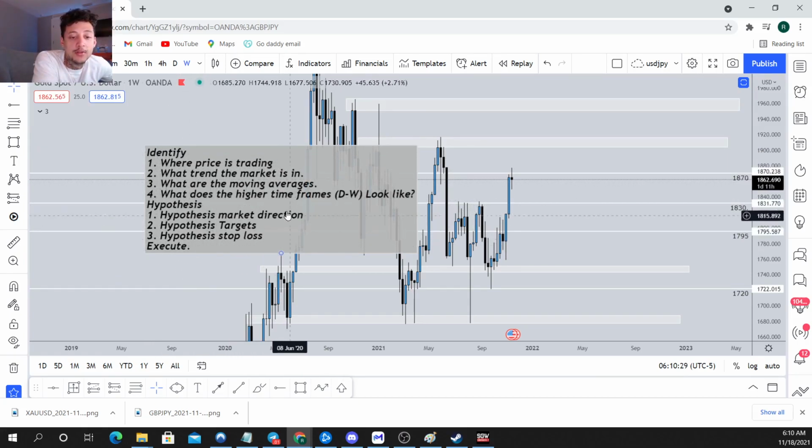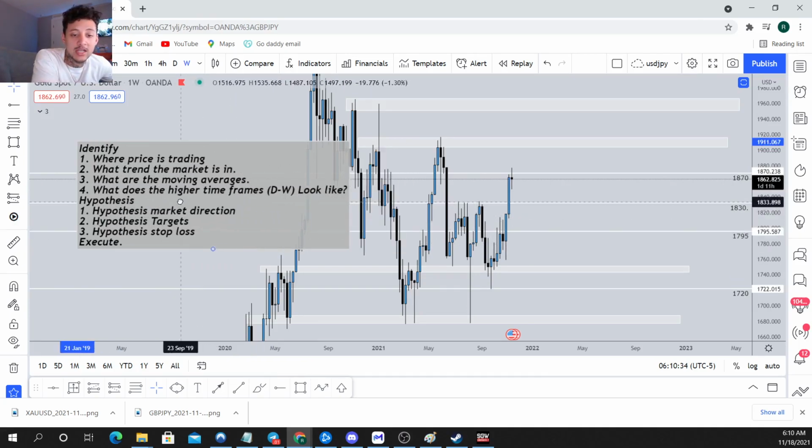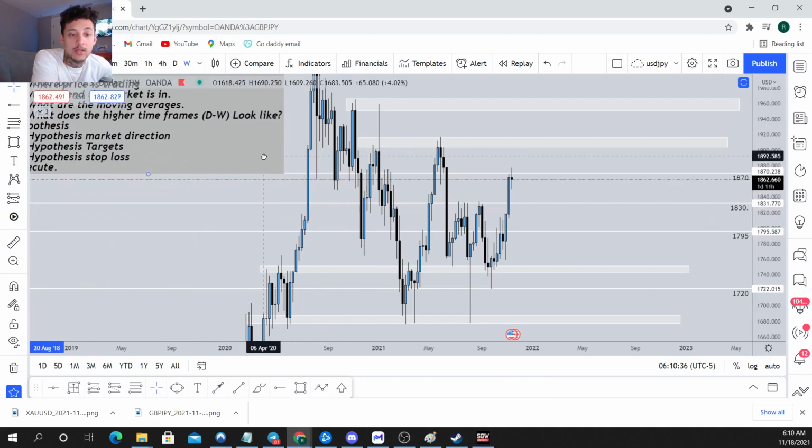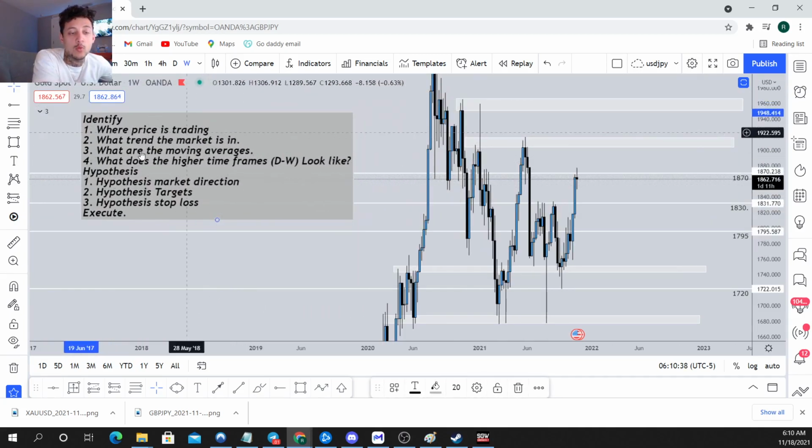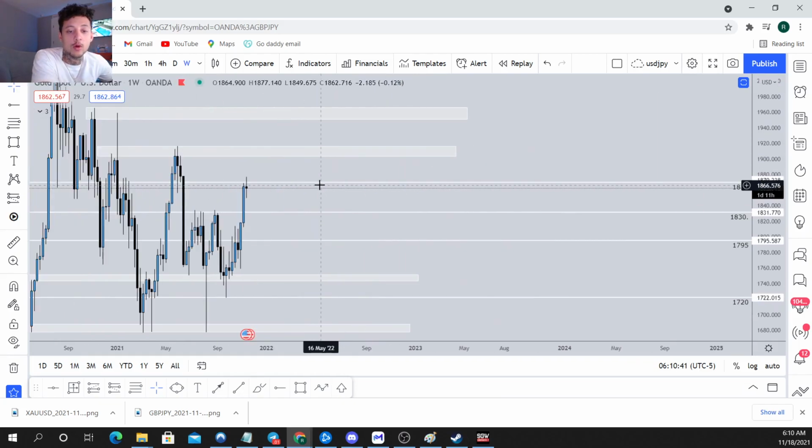Then we're going to hypothesize what the market is going to do. All we're simply going to do after that is manage our risk and execute. So I'm going to keep this for you guys there. This is maybe something you guys may want to write out and have on a sticky note on your monitor.